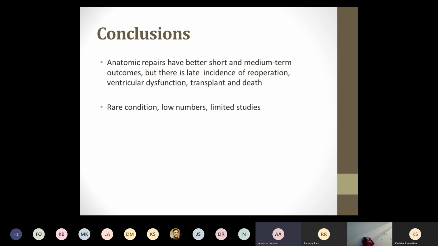As a general statement, it's a rare condition, low numbers, limited studies. So I think it opens up for different inputs from different expertise. Every center, every surgeon who has experience in treating this type of condition can also vary his decision according to the individual patients at the time of the surgery. And that's it. Thank you.